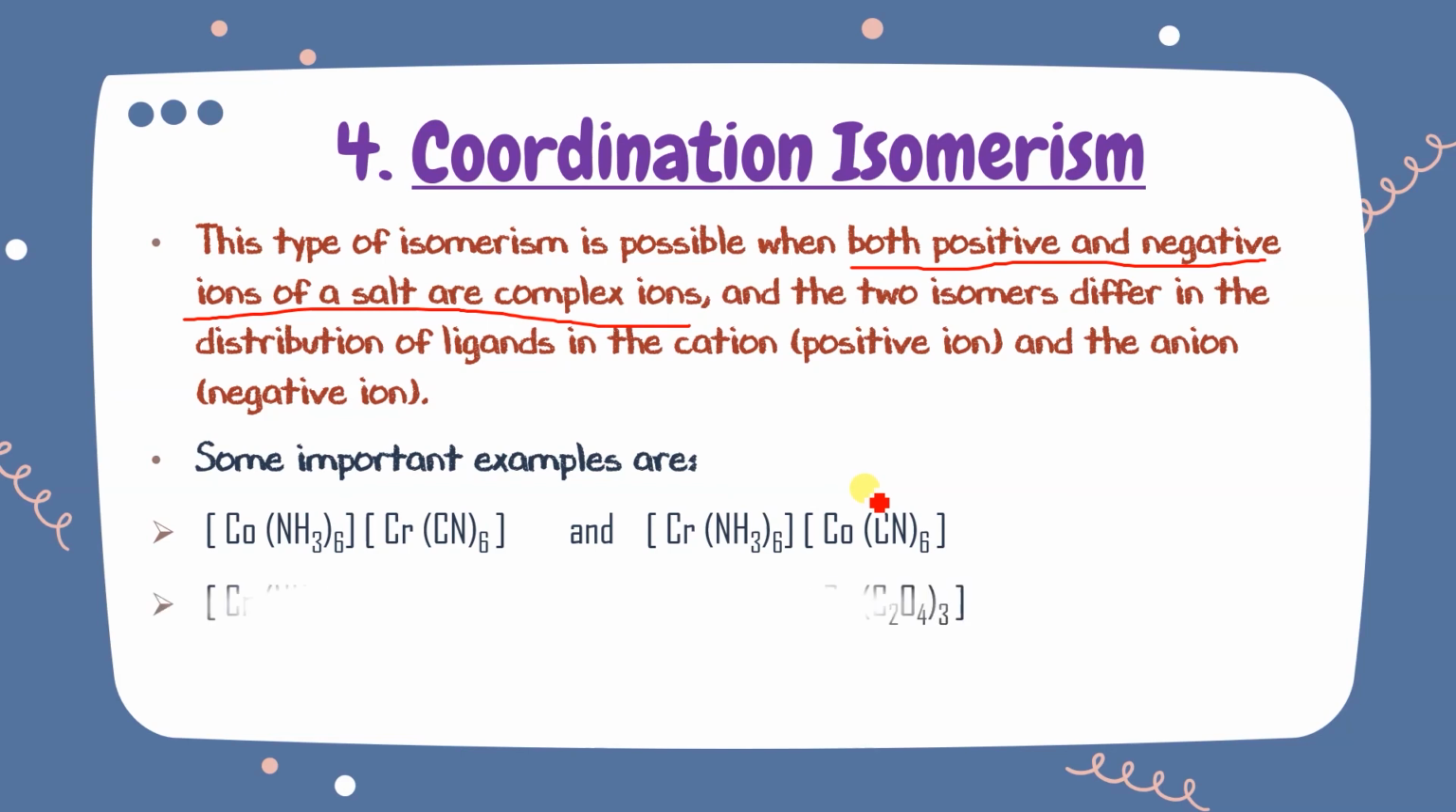Another example is also there, where I have exchanged chromium and cobalt. Another important part is that this type of isomerism is shown by such metals which show the same oxidation number. That is also an important point. First, both the cation and anion should be complex, and second, the metals should show the same oxidation number. This is the most common kind of compound: chromium and cobalt compounds are the most common for coordination isomers.